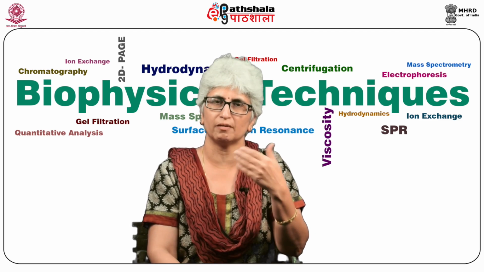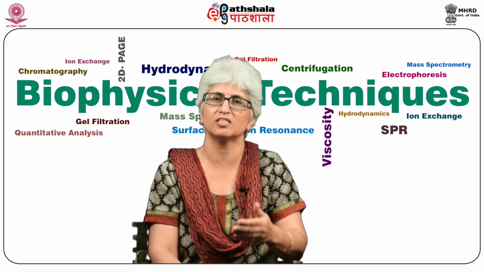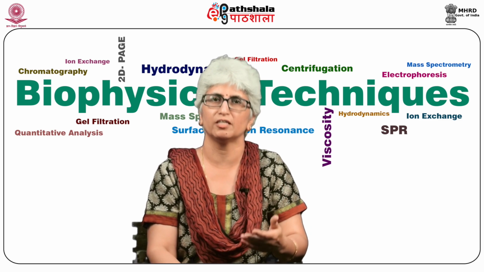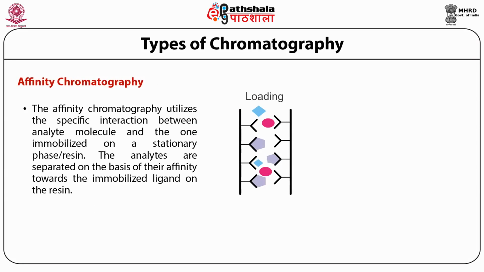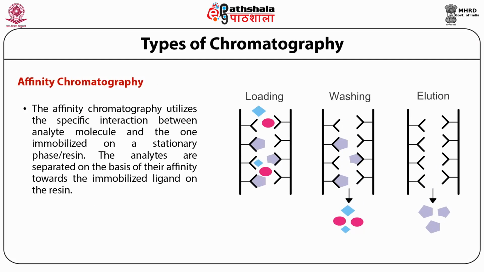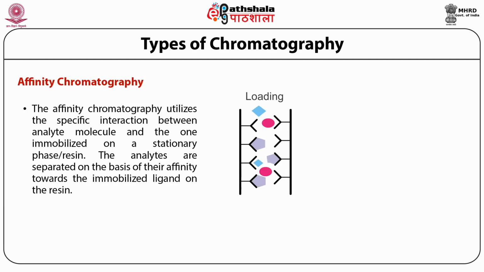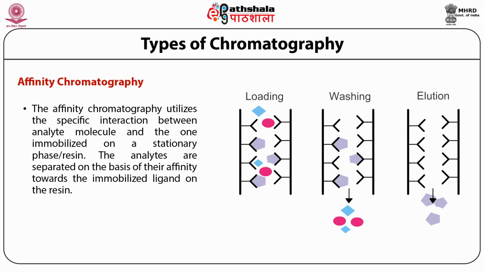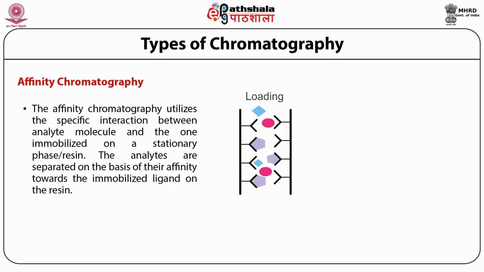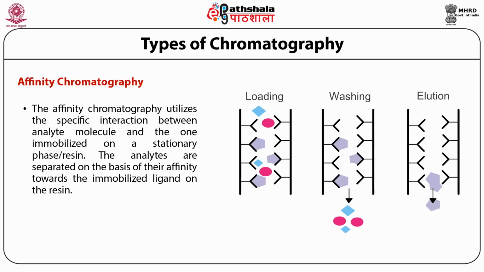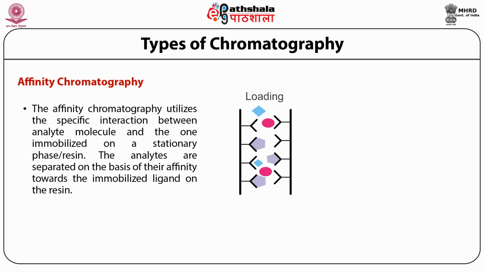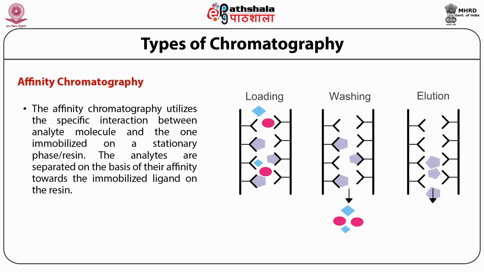So the antigen-antibody complex can be separated by affinity chromatography. This is one of the examples of affinity chromatography. Affinity chromatography utilizes the specific interaction between the analyte molecule and the one immobilized on the stationary phase or resin. The analytes are separated on the basis of their affinity towards the immobilized ligand on the resin.